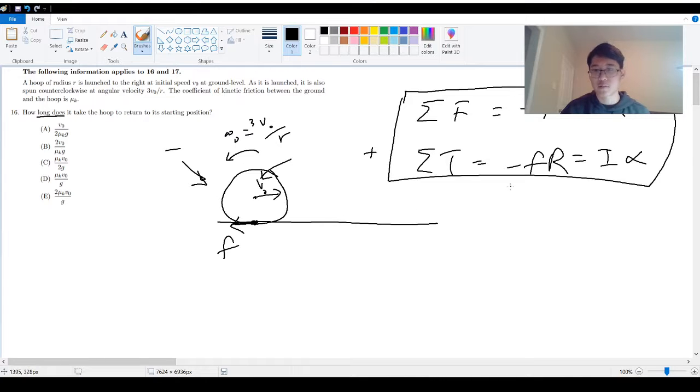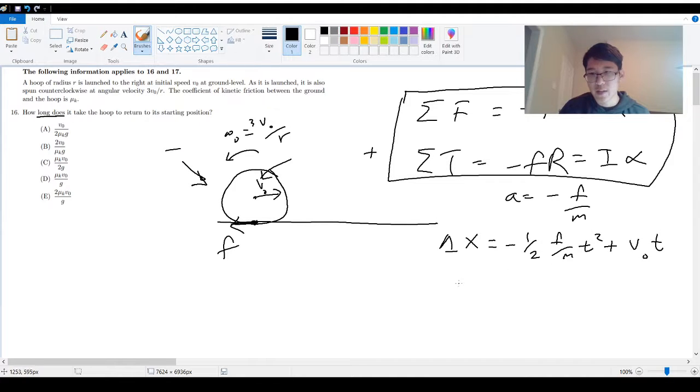We can see that the acceleration is negative f over m. So if we set up the kinematic equations, the distance it travels, delta x, is equal to negative 1/2 f over m t squared plus v0 t. But we can also say that when it reaches zero velocity, 0 is equal to negative f over m t plus v0. Using this, we can figure out t: t is equal to v0 times m over f, from this equation right here.